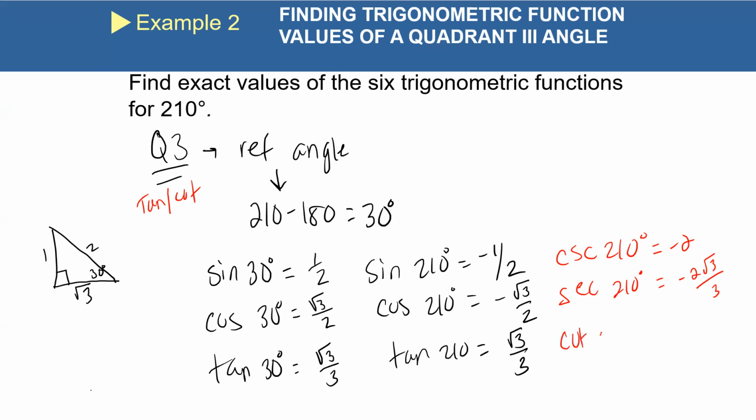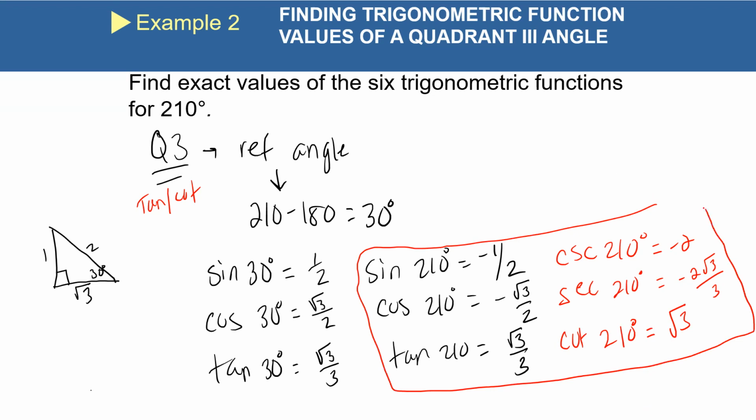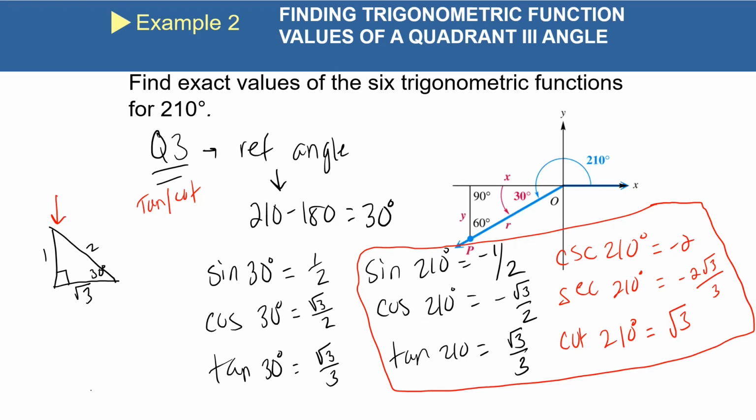And then the cotangent of 210 degrees equals? Remember, tangent was 1 over square root of 3. Now I'm just going to be square root of 3. And so here are my 6 trig functions for 210. And I easily did that using my 30, 60, 90. Do we see the 30, 60, 90 come together, and using those values?